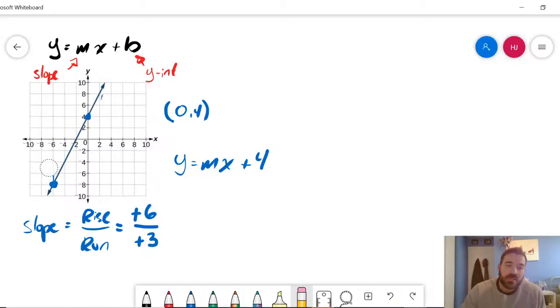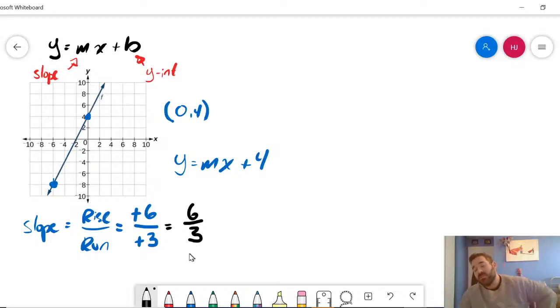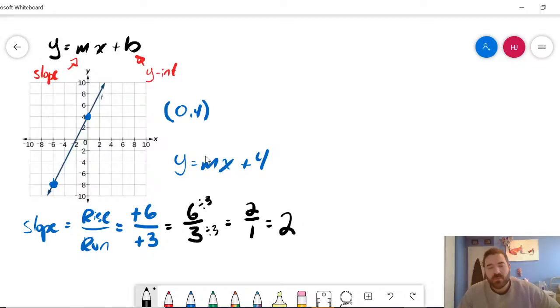So my slope is 6 over 3. There is something wrong with this, however, because it's not in simplified or reduced form. So I need to find a common factor of 6 and 3, and it's 3. So I'm going to divide both the numerator and denominator by 3, and I'll get 2 over 1, which I can just write as 2, because 2 divided by 1 is simply 2. So what's my slope? Well, my slope is positive 2, so I can get rid of that m, and I can write 2.